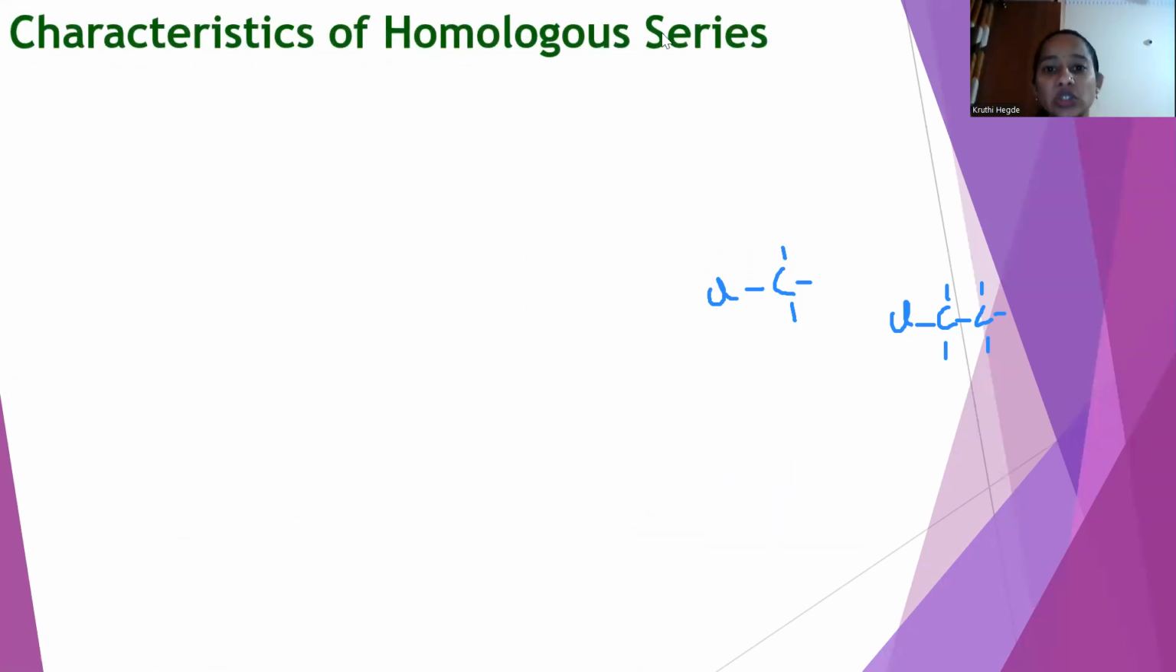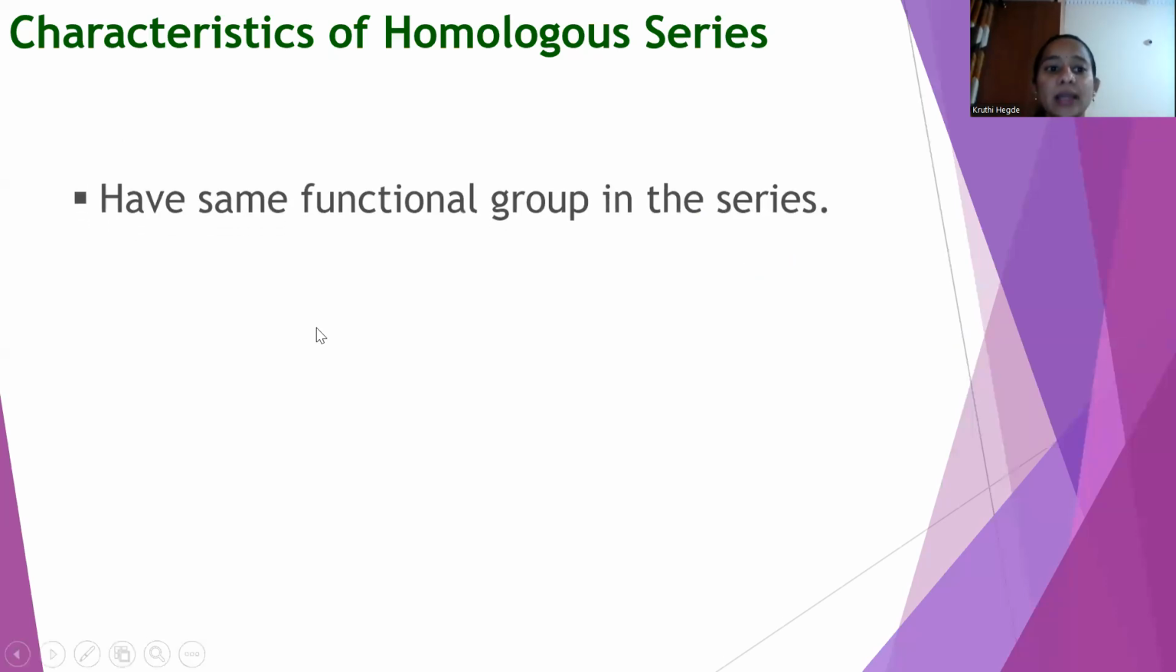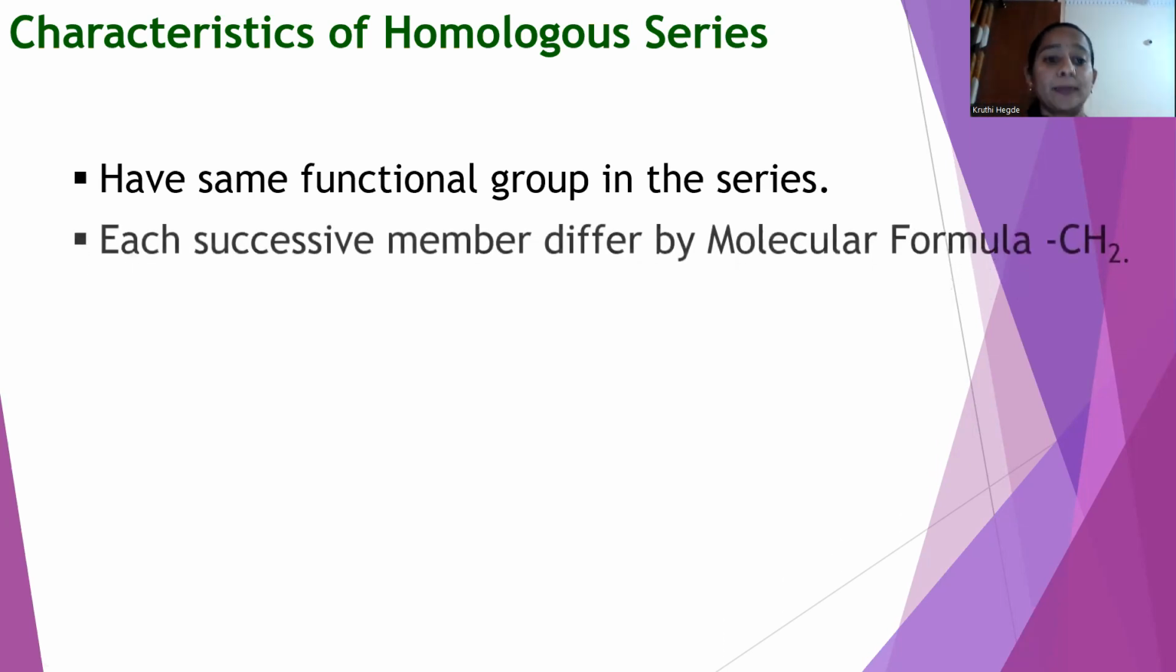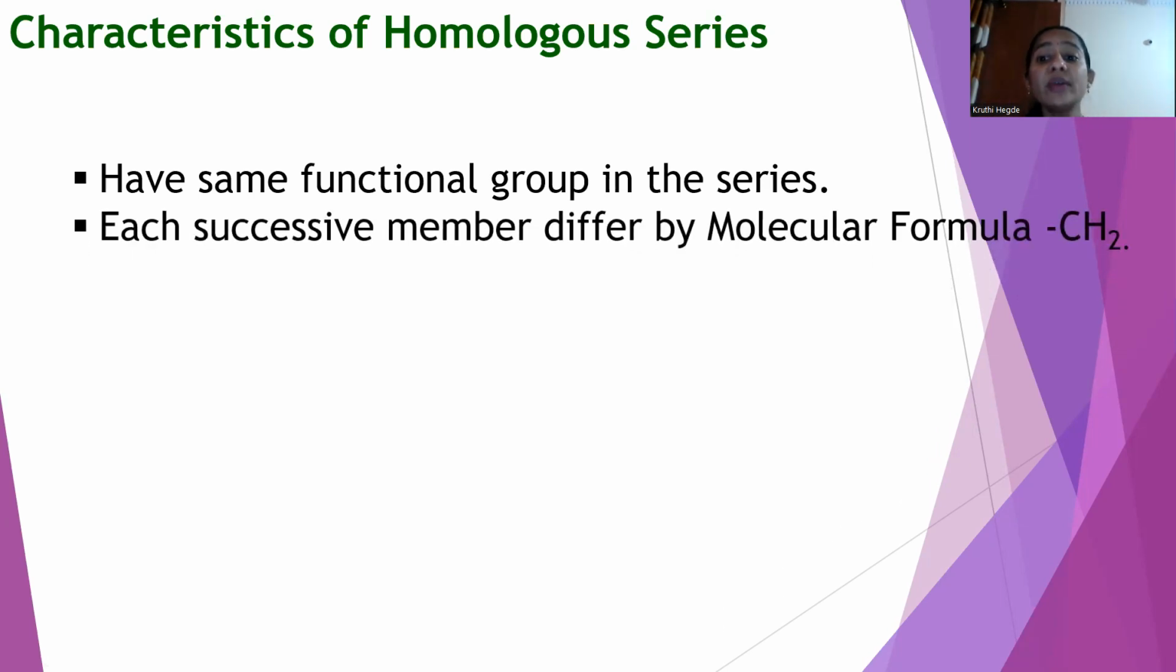So what are the characteristics of this homologous series? Homologous series will have certain characteristics. Let us understand which are there. First one, they have the same functional group. Already discussed, in the entire series, however many members there are, whether the members are 2 or 4 or 10, it will have the same functional group. Either it is halogen or alcohol or carboxylic acid or ketone or aldehyde, the functional group remains the same. Next, each successive member differs by the molecular formula CH2. Let us try to understand this with the help of an example.